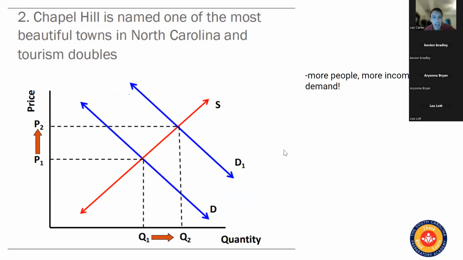All right, so say Chapel Hill is named one of the most beautiful towns in North Carolina, and tourism doubles. So more people come, so there's more income. If there's more income coming in, then there will be more demand. So the demand curve moves. Therefore, the quantity demanded is going to increase, so the price is going to increase to here. So the price goes up because the demand curve has moved. All right, next one.